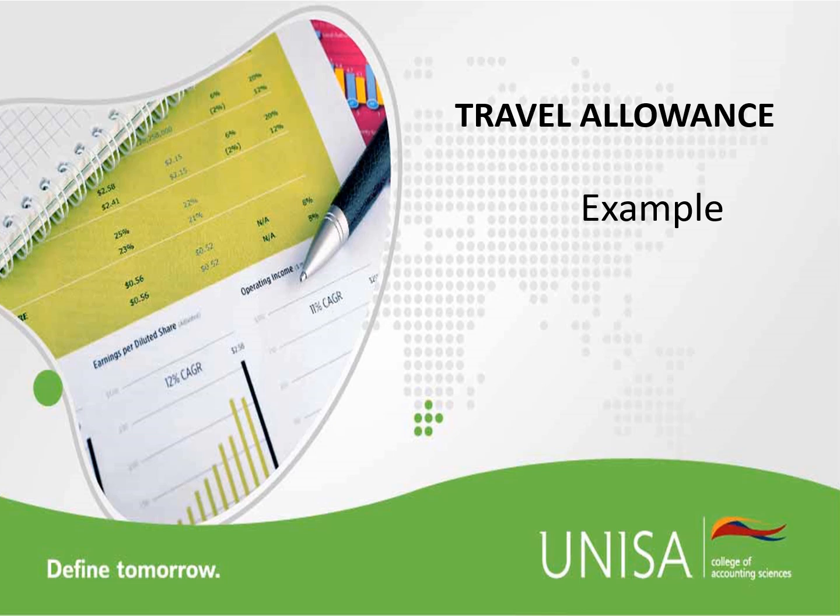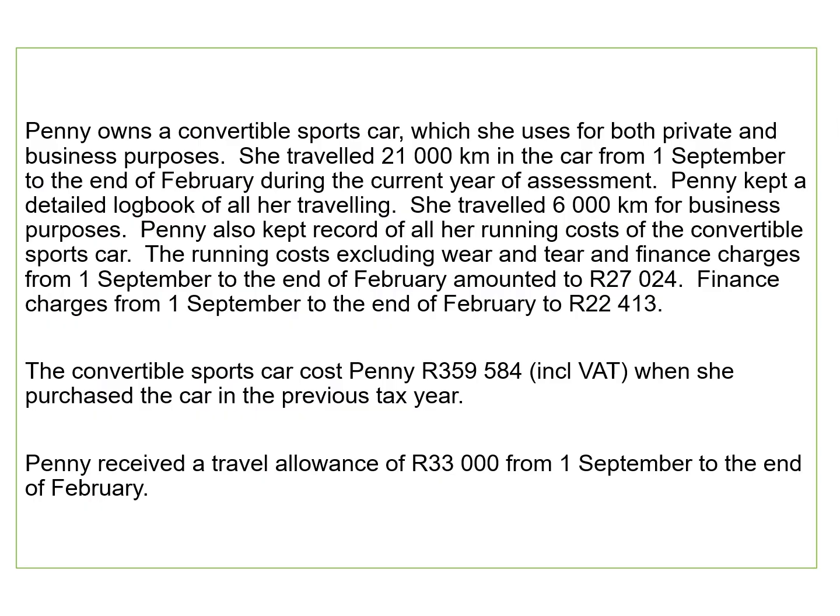We will be looking at an example of the calculation of the taxable portion to be included in taxable income of a travel allowance. Penny owns a convertible sports car which she uses both for private and business purposes, and she traveled 21,000 kilometers in the car from 1 September to the end of February during the current year of assessment. Penny kept an accurate, detailed logbook of all her traveling, and she traveled 6,000 kilometers for business purposes, so the balance will be for private.